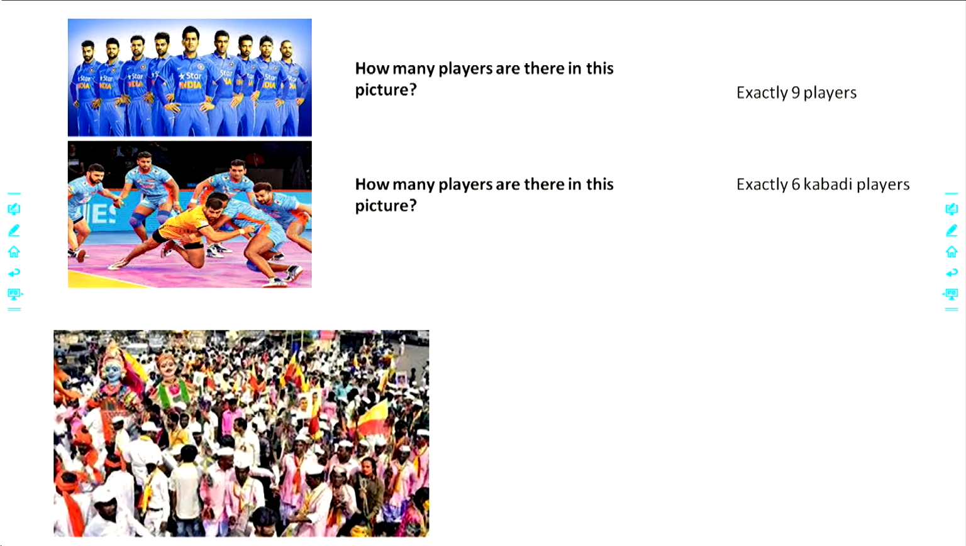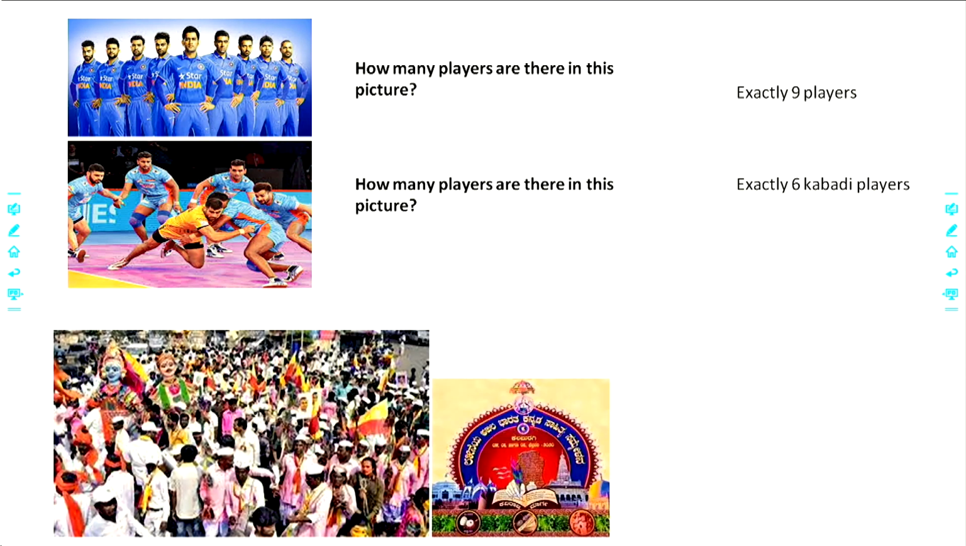In the next picture, is it possible to say like that? Watch the picture. What is that? It is a photograph taken from the Kannada Sahitya Sammelana. Now tell me, how many people are there in this picture? It is somewhat difficult to say, no? It is not like the previous pictures. Those were easy to say, but here you find it difficult to say the exact number.